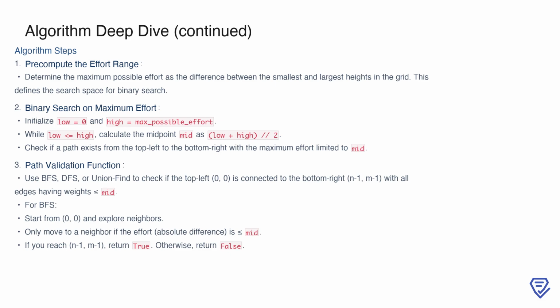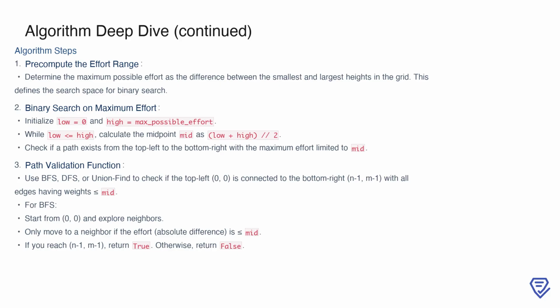To validate this, we use a pathfinding function. For example, with BFS, we start from the top left cell and explore its neighbors. We only move to a neighbor if the effort, which is the absolute difference in heights, is less than or equal to mid. If we can reach the bottom right corner under this constraint, the function returns true, otherwise, it returns false.